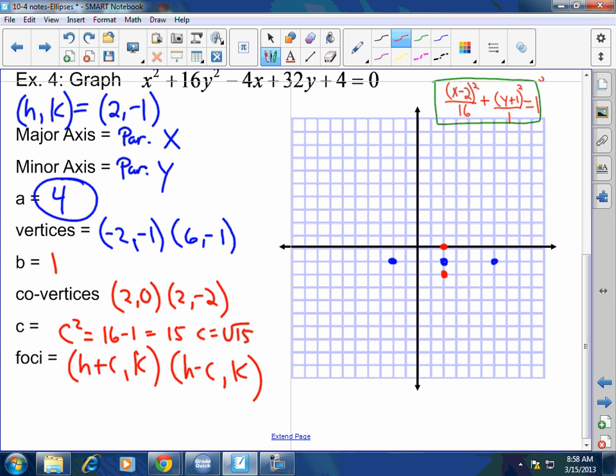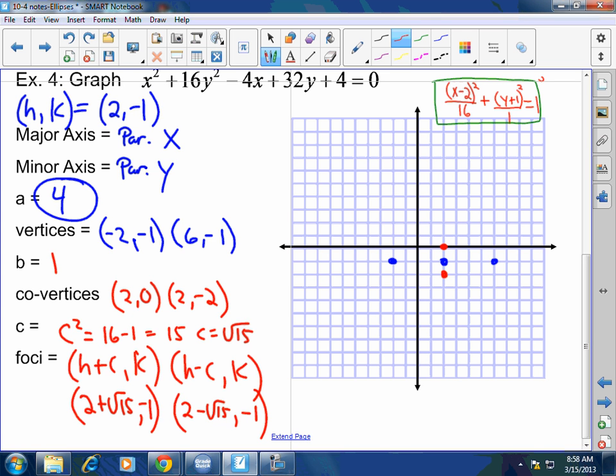So my h here is 2. My c is square root of 15. So it's at 2 plus square root of 15, comma k, which is negative 1, and 2 minus square root of 15, comma k, which is negative 1. That makes sense? Are you sure, guys?